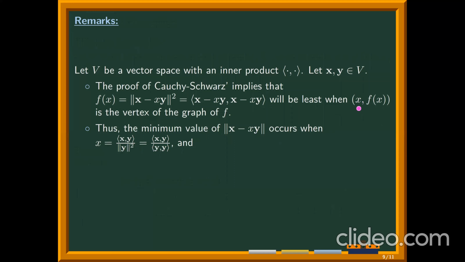The x-coordinate of the vertex is given by the inner product of x and y divided by the square of the length of y. And this is equal to the quotient of the inner product of x and y by the inner product of y by itself. So this is the x-coordinate of the vertex, and the y-coordinate of the vertex, which is the smallest value for this quantity, is given by this expression.